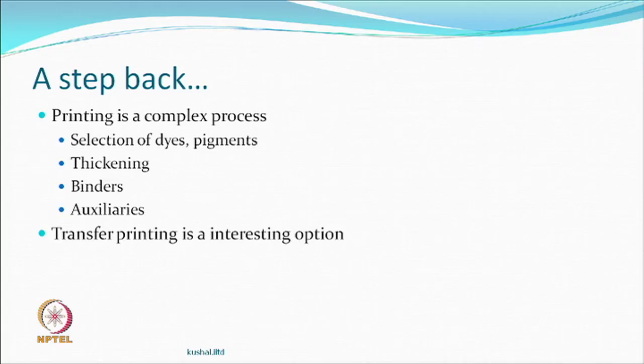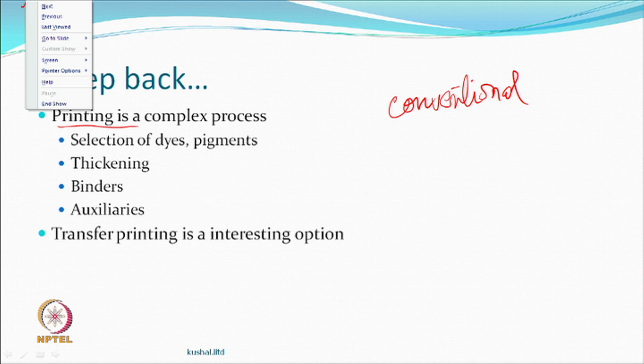So, we will continue from where we left last time. So, what did we do? We understood that the conventional printing is a complex process because it requires a lot of things, and so there can be another alternative which is called transfer printing, which means you print somewhere else and then transfer the print.